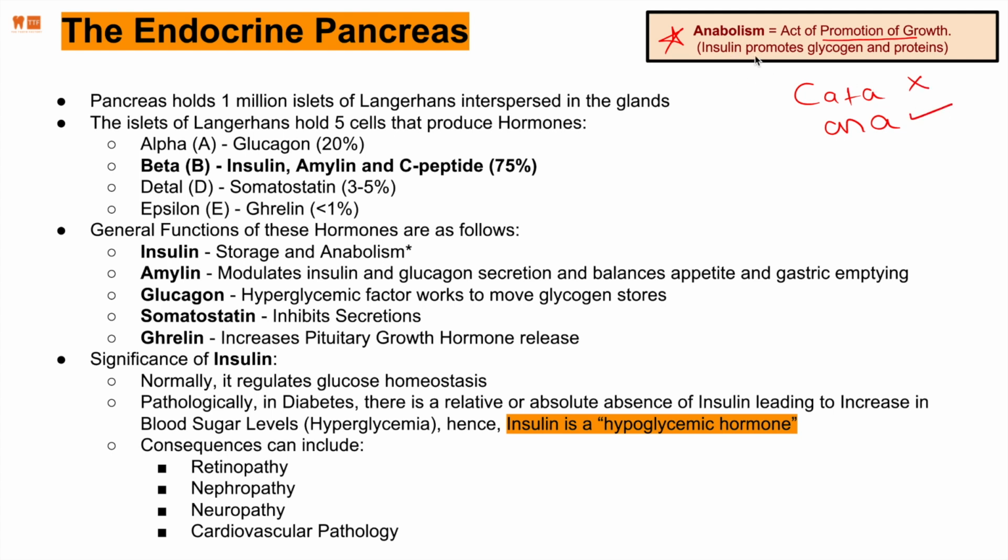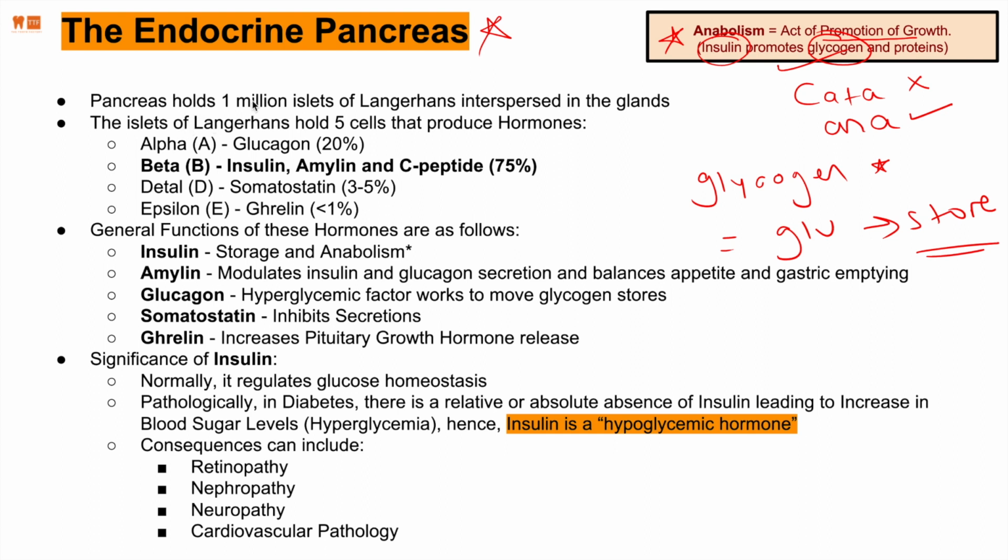So when insulin promotes glycogen and proteins, insulin becomes an anabolic hormone. Fair enough? It promotes something. Therefore, insulin is an anabolic hormone of the pancreas. Perfect. Now, what does it promote? Well, glycogen. What is glycogen? Glycogen is when glucose is stored. So unused glucose in a modulation of stores, that's glycogen. So insulin promotes the storage of glucose into glycogen. Fair enough? Perfect.